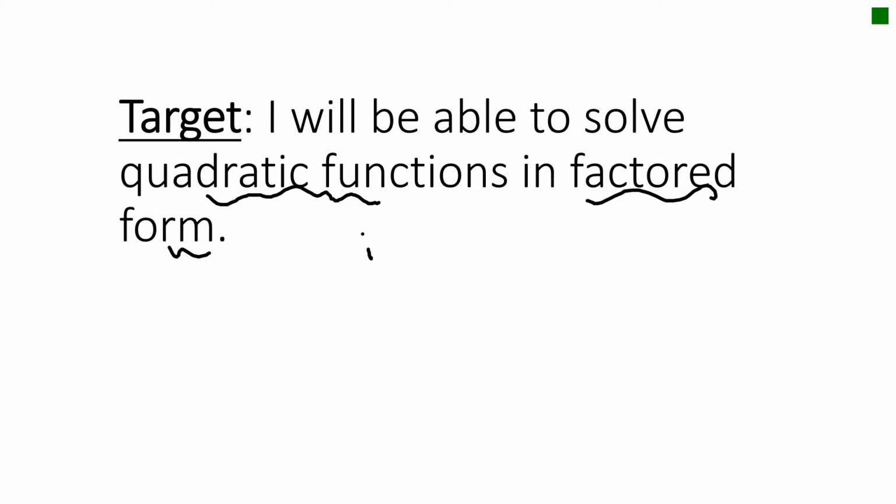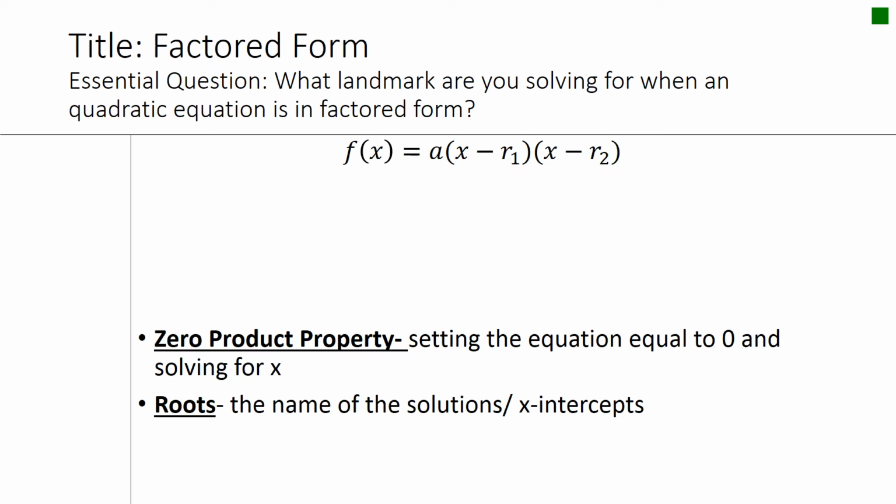So the first form we talked about was vertex. The second form we're now going to talk about is factored. Factored form does tell you a certain landmark, and by the end of this lesson you will be able to tell me what landmark it talks about. All right, go ahead and title this factored form. Your essential question again is that you're going to be able to tell me what landmark you're going to be able to solve for using quadratic equations in factored form specifically.